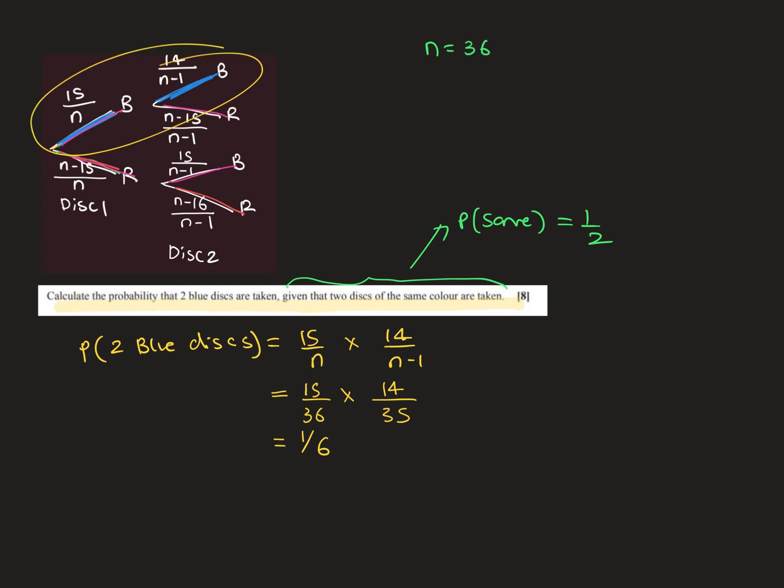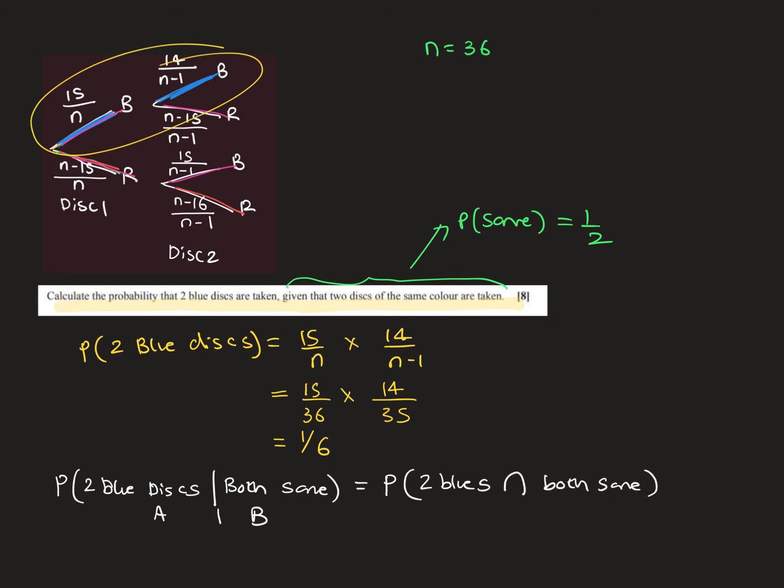Now, this is a conditional probability calculation. We are working out the probability of getting 2 blue discs, given that we know both discs were the same colour. So this is the probability of event A given event B, which is the probability of A and B, so the probability that we have 2 blues and both the same, divided by the probability that both are the same.